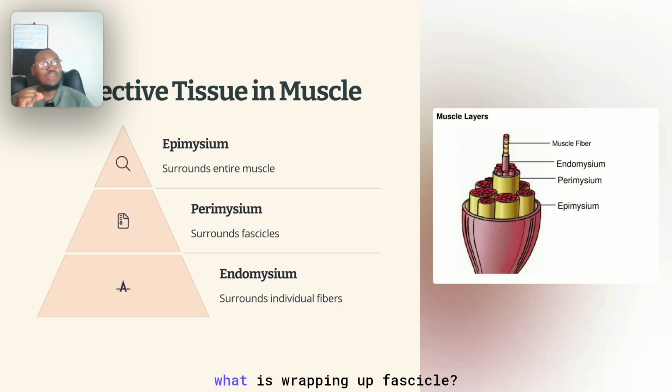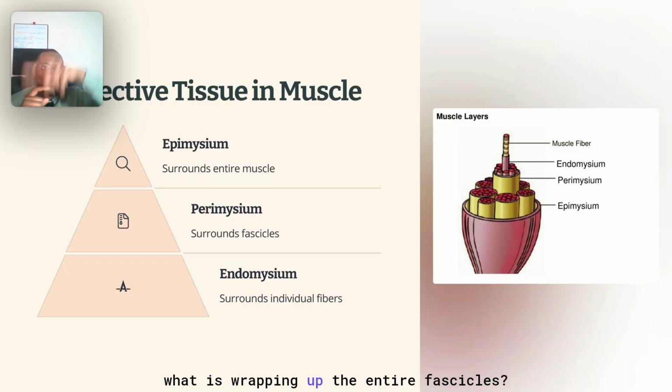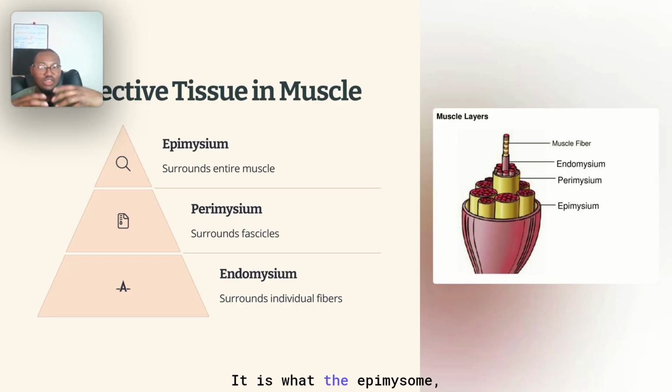Fascicle. Don't forget. What is wrapping up a fascicle? It is the perimysium. What is wrapping up a muscle fiber? It is the endomysium. What is wrapping up the entire muscle, the fascicles? It is the epimysium. Always very important for you to know.